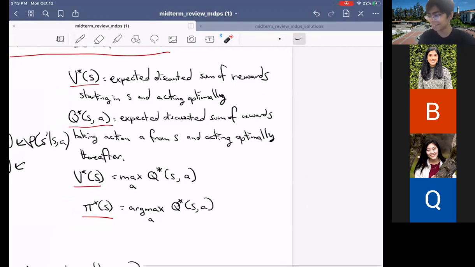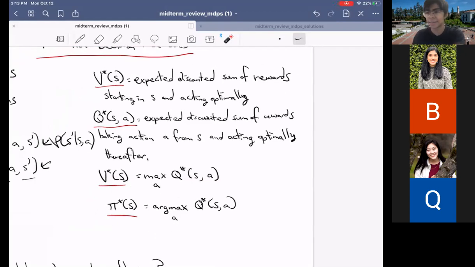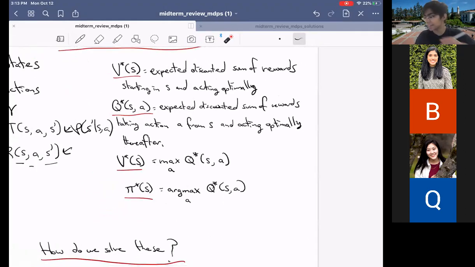All right. The last thing is policies. What we really care about with MDPs is what do you do? And in order to figure out what to do, instead of taking a max over the actions, we can take an argmax. So we'll say which action gives me the best Q value.